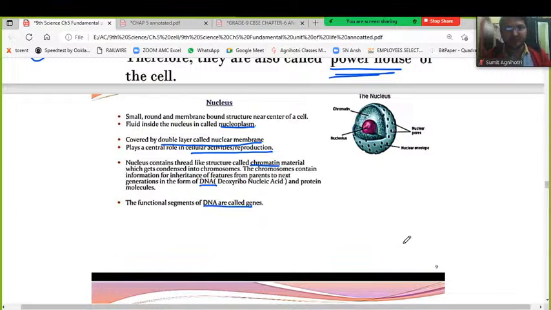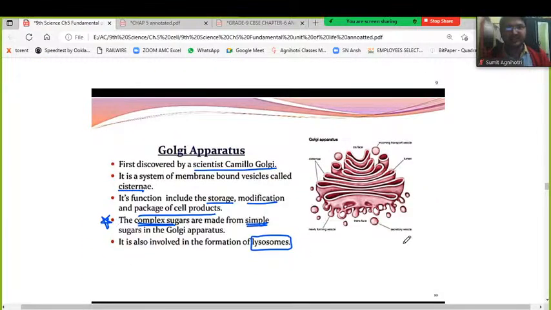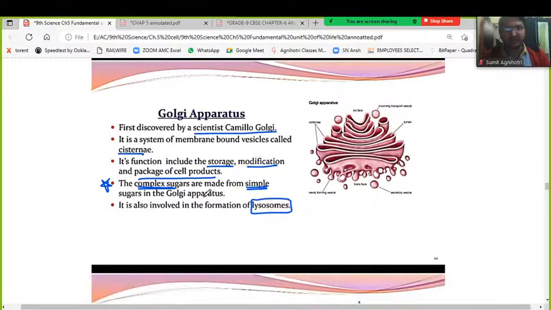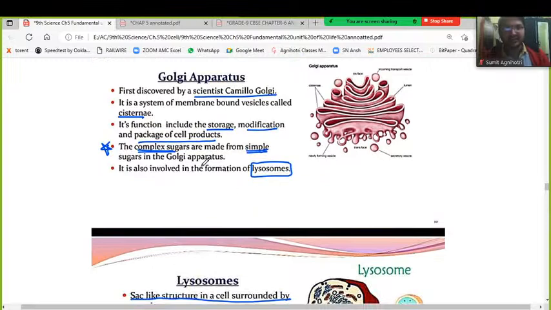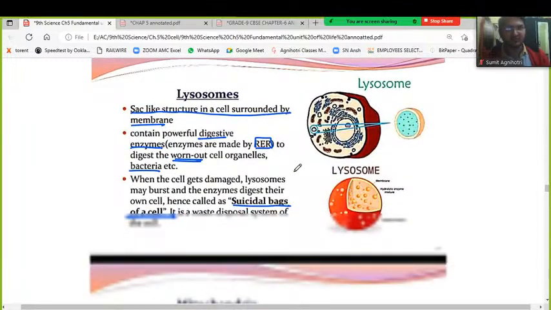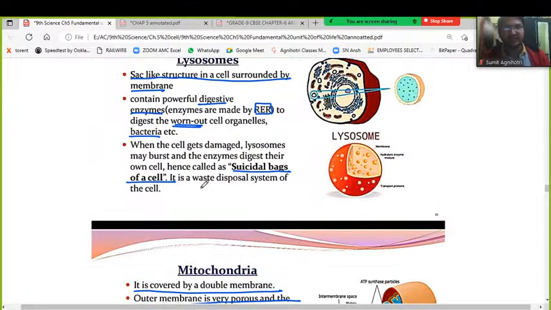Nucleus, nuclear double layer, all these things. Golgi apparatus, quickly go through this. Camillo Golgi discovered it; it stores, modifies and packages cell products. Complex sugars are made from simple sugars in the Golgi apparatus. It also involves the formation of lysosomes. Then lysosomes, suicidal bags they are. It is a waste disposal system of the cell, and powerful digestive enzymes are present.